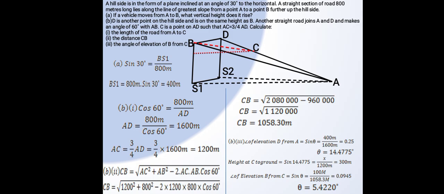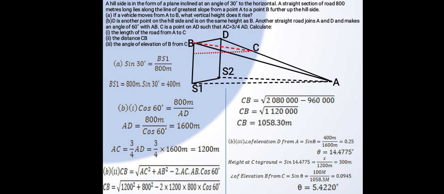Now part 2 of part B has asked us to calculate the distance CB. The distance CB, you can use the cosine rule where it says that if you square CB, it equals the squares of the other sides, AC and AB, minus 2AC·AB cos 60. So CB squared is equal to AC squared plus AB squared minus 2 times AC times AB times cos 60.